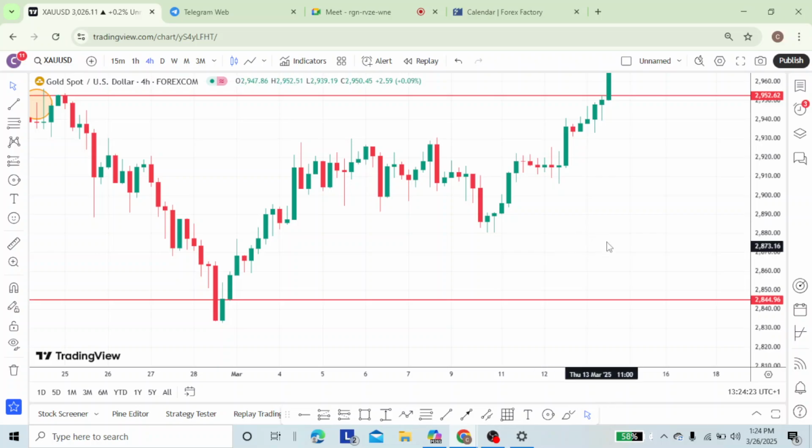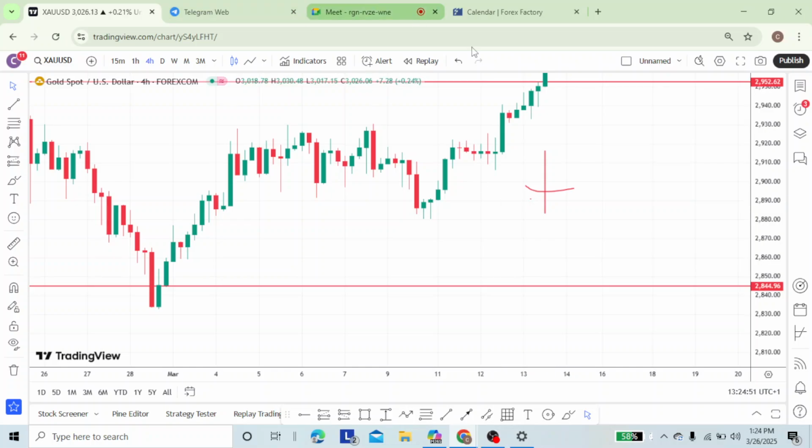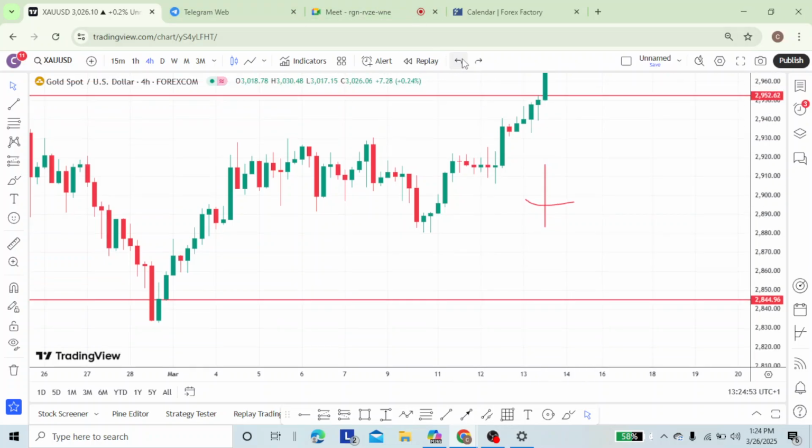I'm trying to draw. Hang on. Can you see my screen? Yes. Can you see? Yes. Let me try and do it very well so you can see.